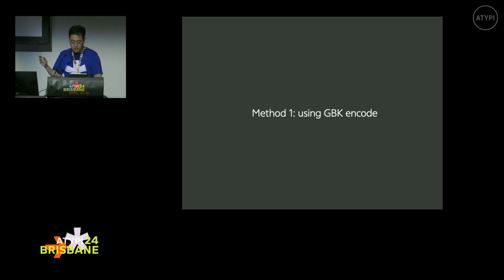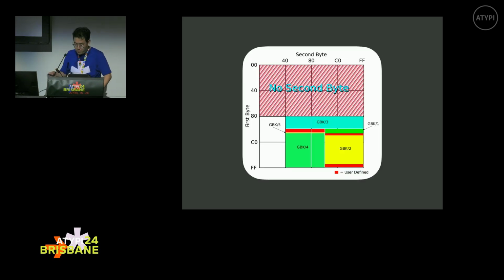So, sorry, let me check the notes. Yes. So we have two plans at the moment. One is to put Arabic letters or Mongolian letters and their positional forms in the GBK code position. For your information, the GBK thing is this map.